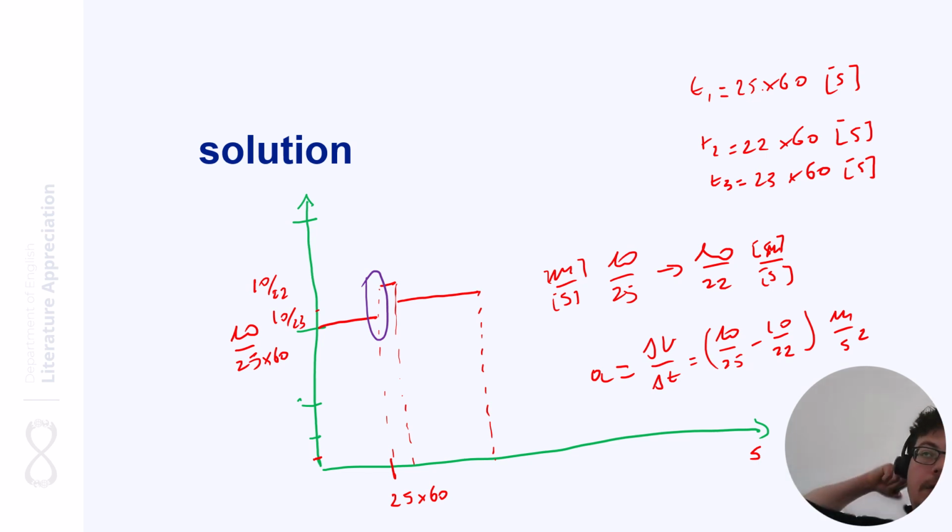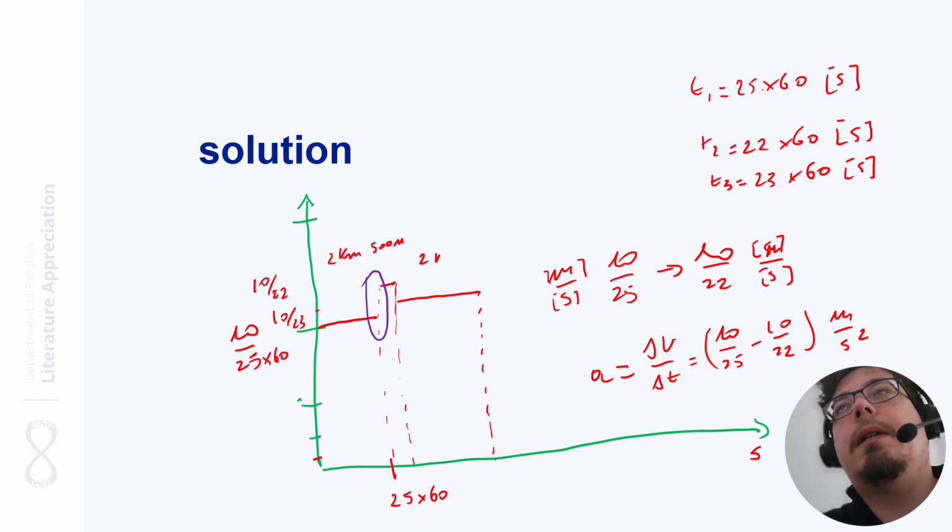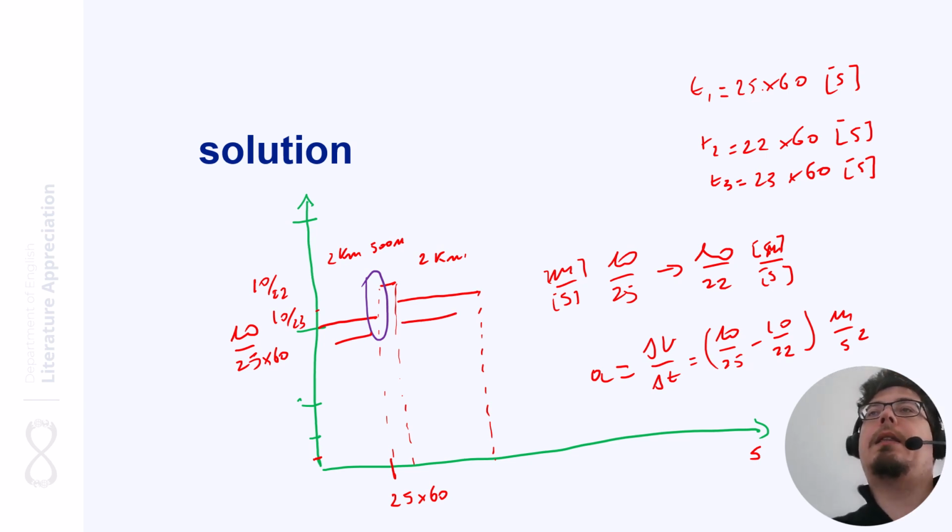Okay, so the graph is simple. There are three straight sections. The proportion is 2 kilometers, 500 meters, and 2 kilometers. So these two segments are the same in length, but not in time. And this is the shorter.